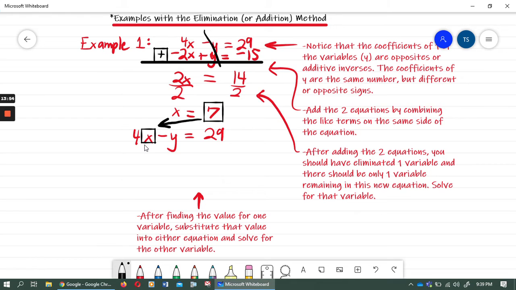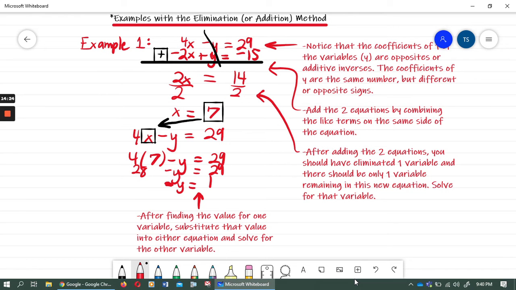And so when we do that, we're going to have here 4 times 7 minus y equals 29. And we use that to solve for y. That gives us 28 minus y equals 29. We subtract 28 on both sides. We end up having negative y equals 1.